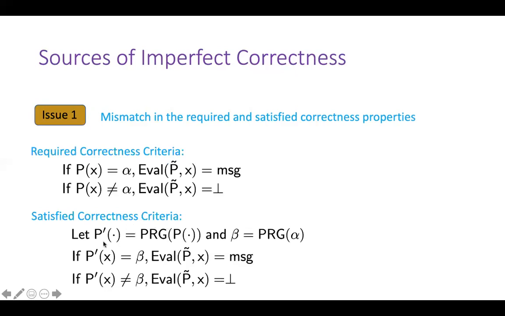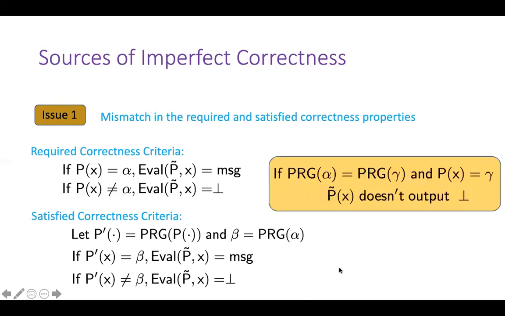The above construction obfuscates the program P prime, which is PRG of function P. And if beta equals PRG of alpha, the correctness criteria satisfied by the previous construction is that if P prime of X is equal to beta, then the obfuscated program outputs a message. If P prime of X is not equal to beta, then the obfuscated program just outputs perp. This mismatch in the correctness criteria actually creates a problem. There are times when the second correctness criteria is satisfied, but the first correctness criteria is not satisfied.